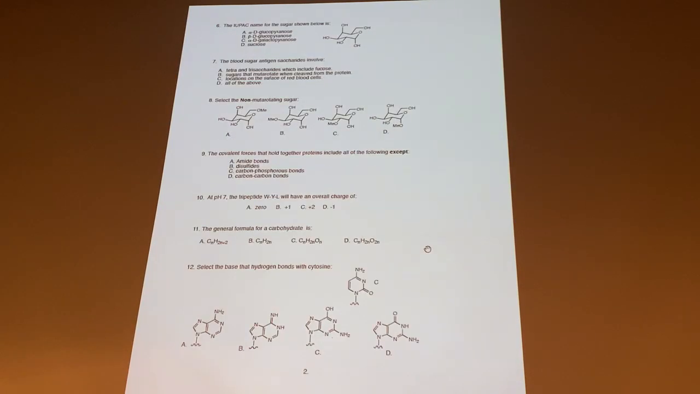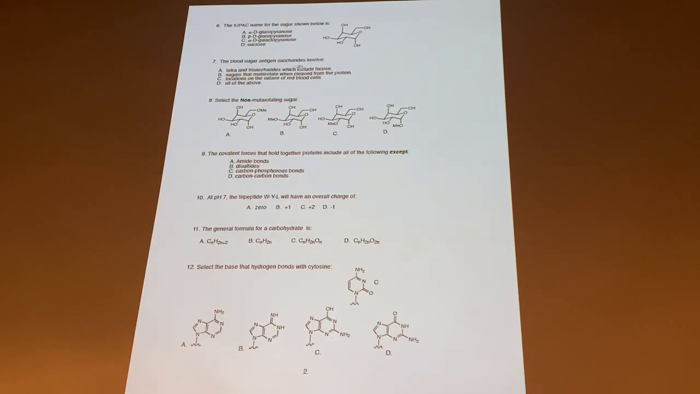Okay. IUPAC name for this one. Let's see, which one is that? Well, that's got the up position at the 4. So that is what? Galactose. And it is a pyranose. And is it the alpha one? Yeah. So I think it's C there.